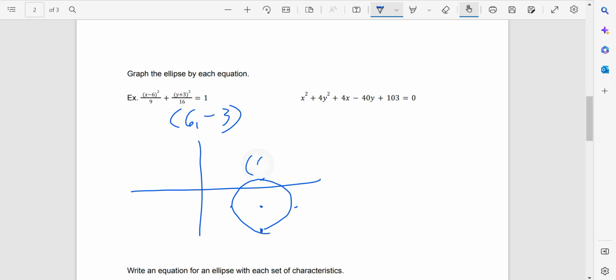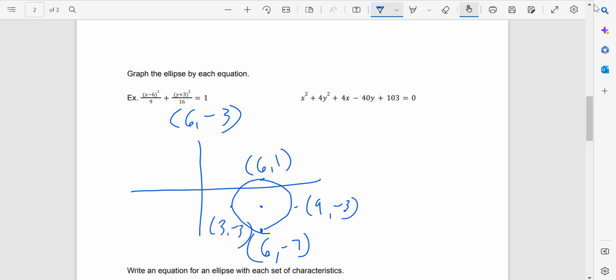So we have 6, 1, 6, negative 7, 9, negative 3, and finally 3, negative 3.